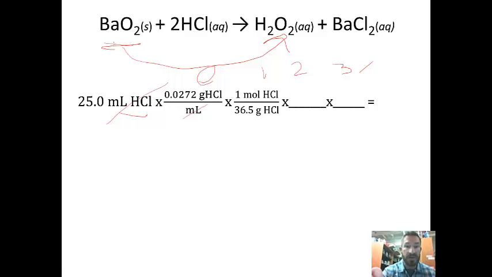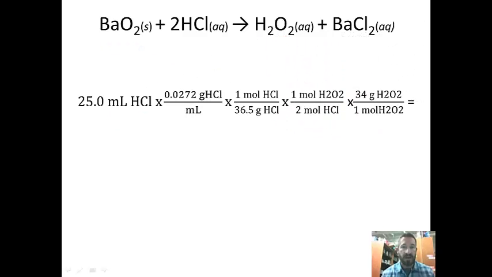So this is step 1, so we're going to change grams to moles. So we see grams of hydrochloric acid cancels. So we still have to use a mole ratio from the balanced equation. We're going to have to change moles of our product to grams. So let's do that next.